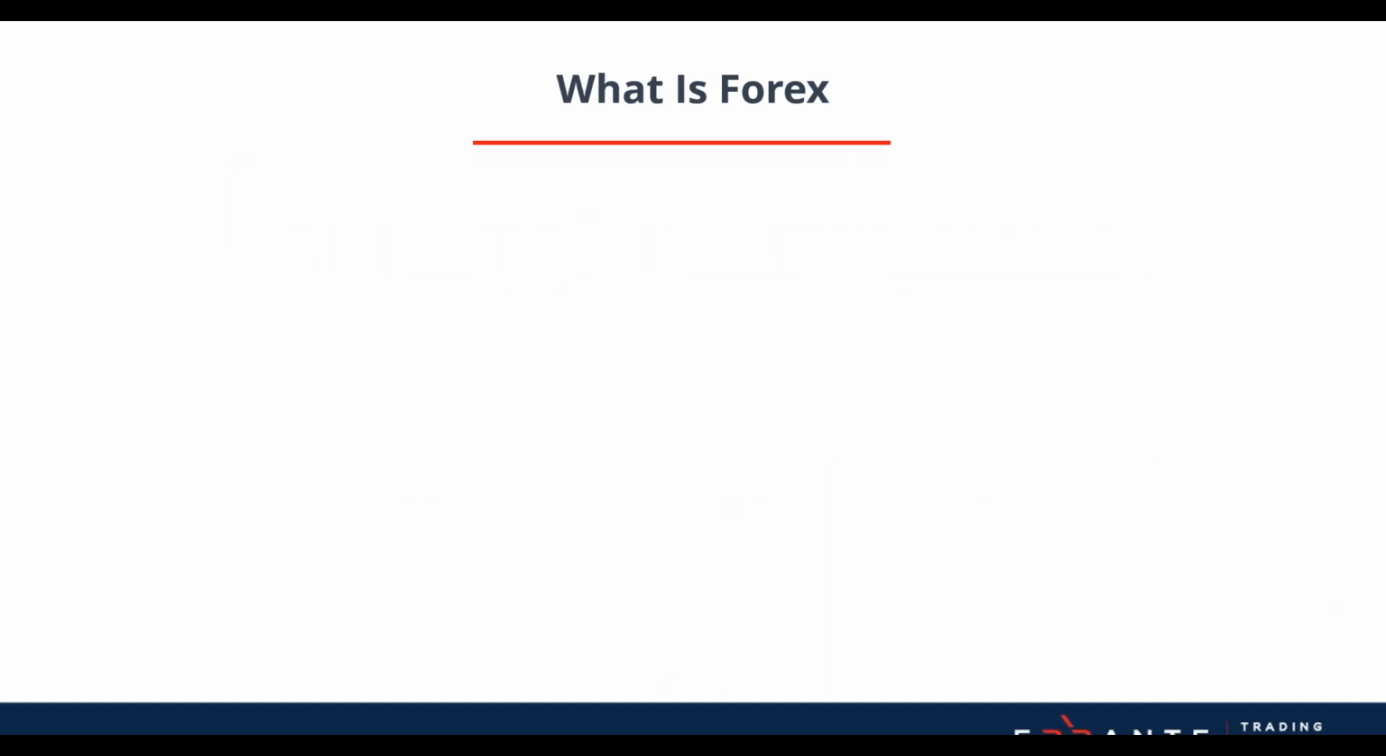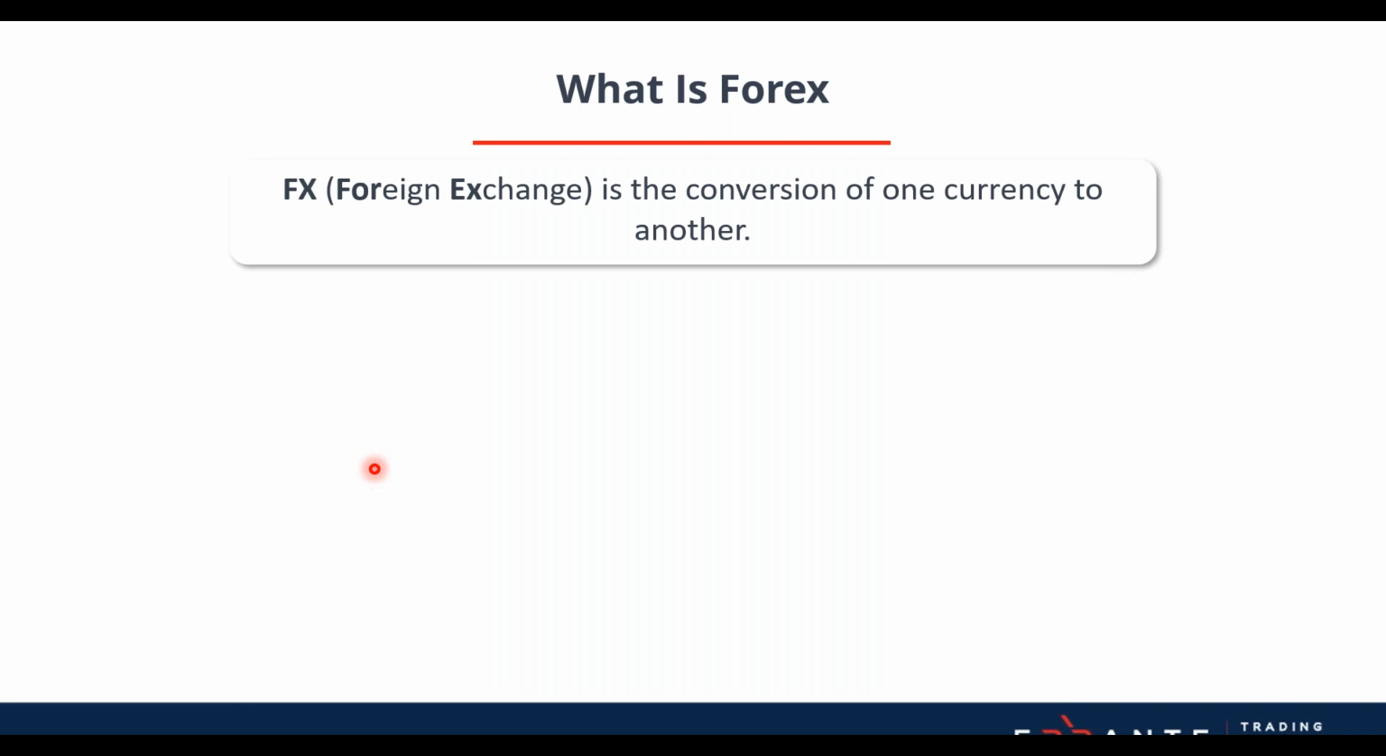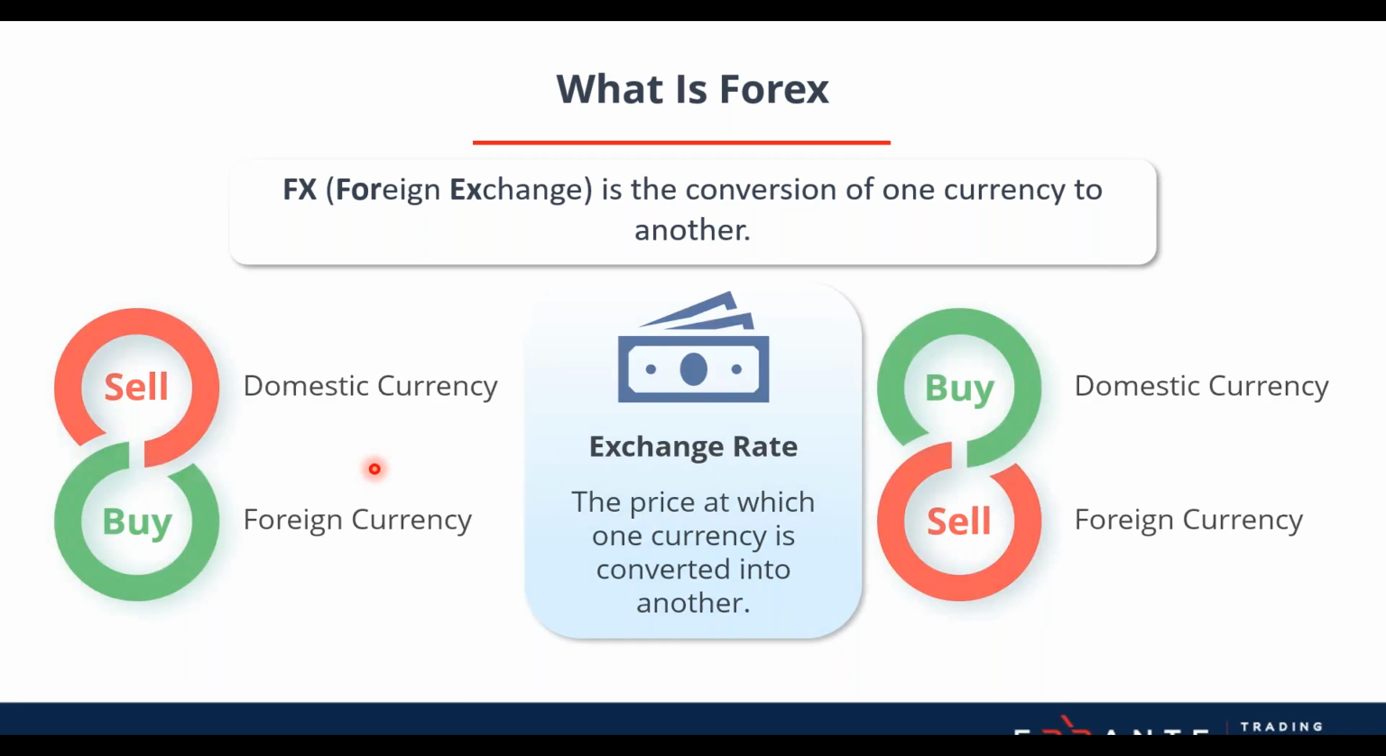So as we journey deeper into the financial labyrinth, we arrive at the heart of our exploration today, the realm of Forex. But what, you might wonder, is this entity called Forex? Forex, standing for foreign exchange, is the art and science of converting one currency into another. And this transformation is choreographed by the exchange rate.